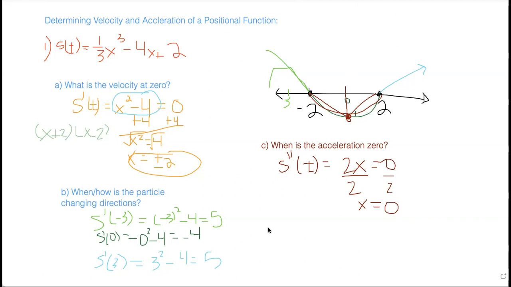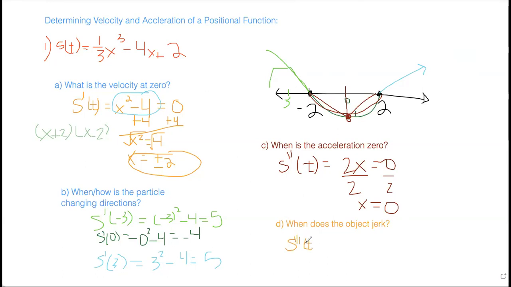All right, then the last question we're going to throw in, because I talked about this a little bit in class, was the jerk. So we're going to talk about what the jerk is. So D would be, when does the object jerk? And in this case, remember the jerk is the third derivative. So I would take s prime prime prime of t.